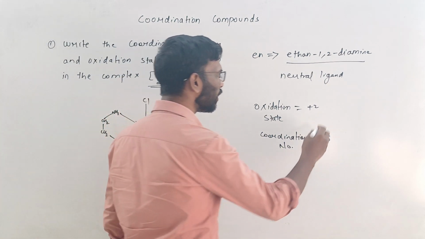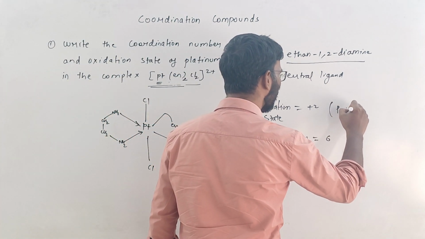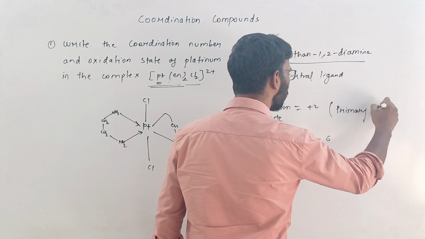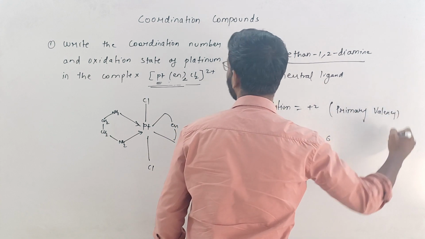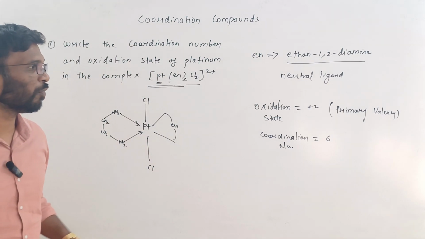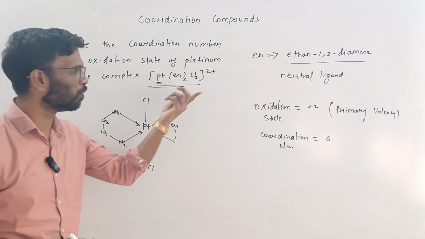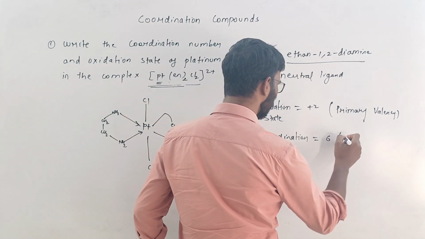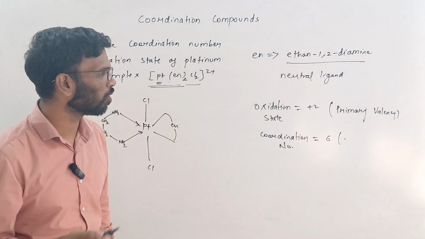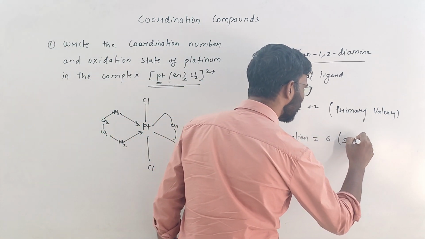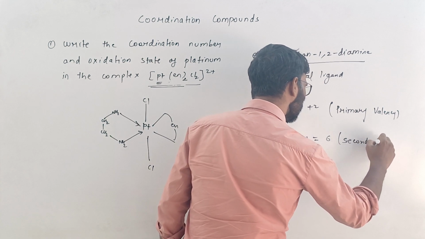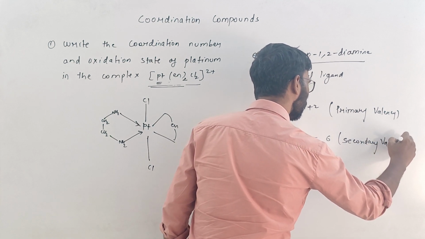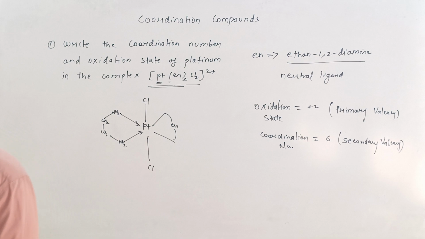So this oxidation state is also called the primary valency. Remember this. A question could also be asked, write the primary valency and secondary valency of the compound. Secondary valency over here is the coordination number. Primary valency is the oxidation state. So this is the secondary valency. Right? So these are the things with respect to this question.